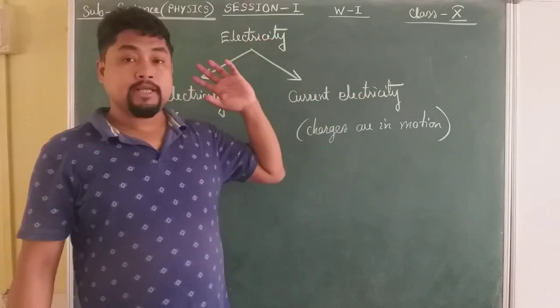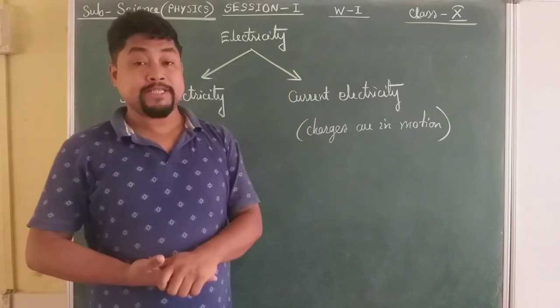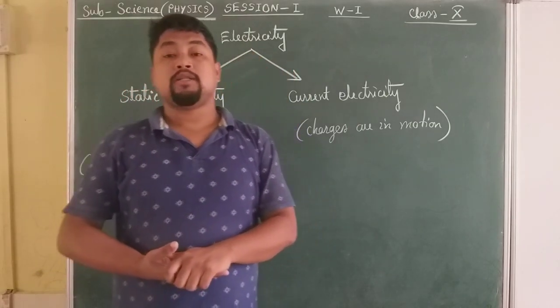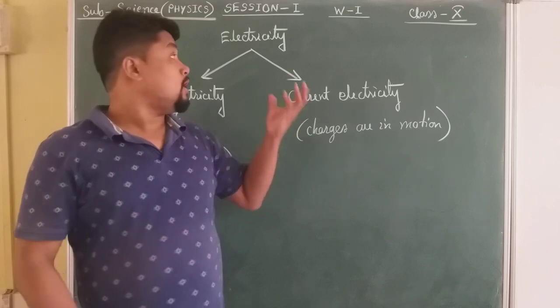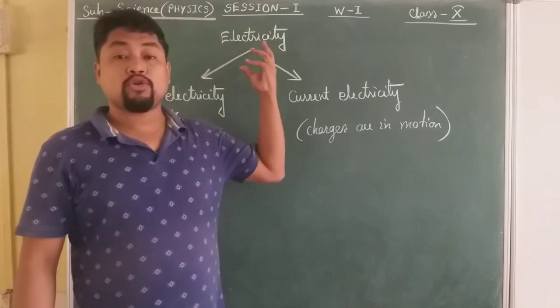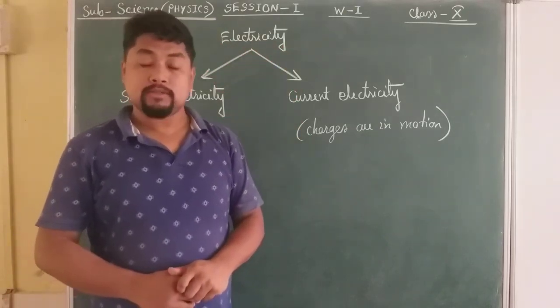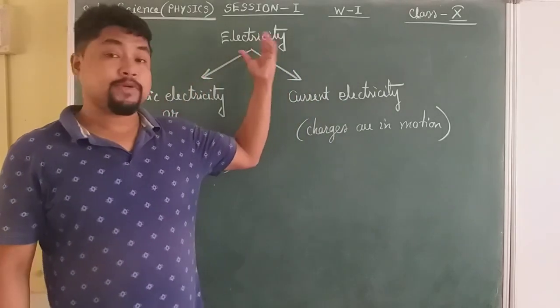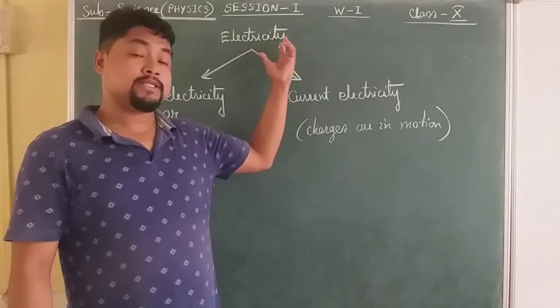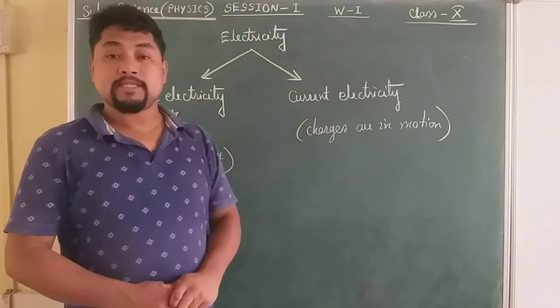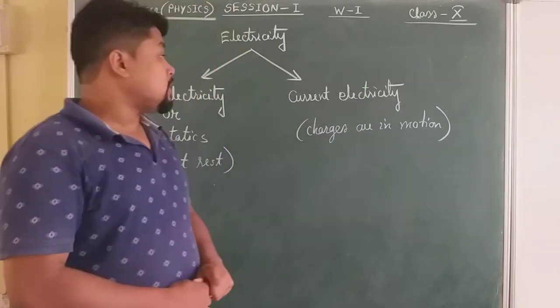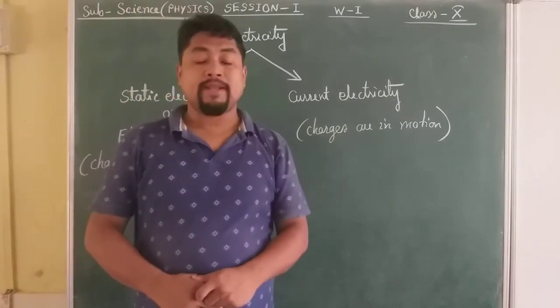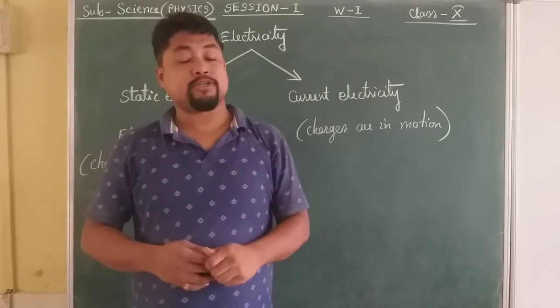Electricity is the branch of physics that concerns the properties and movement of electrically charged particles, right? So charged particles are of two types, positive and negative, called proton and electron, right?